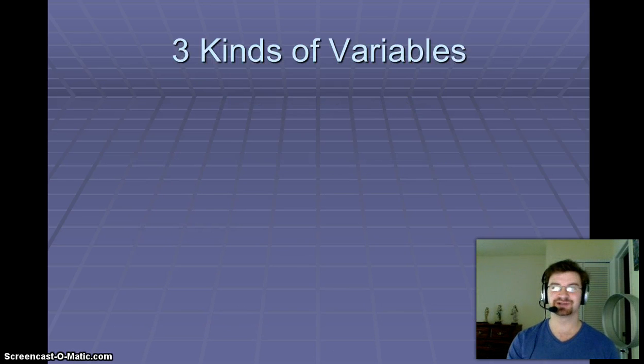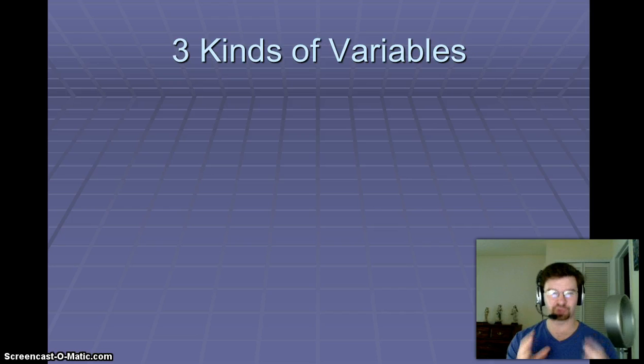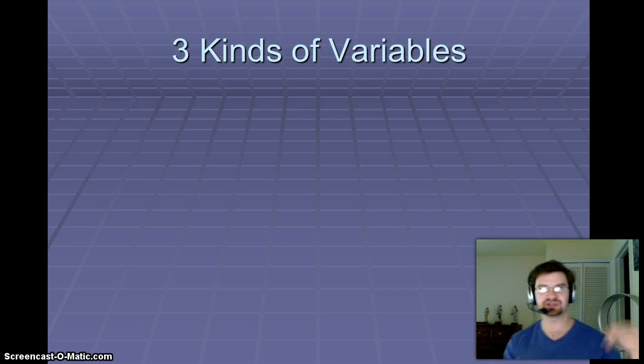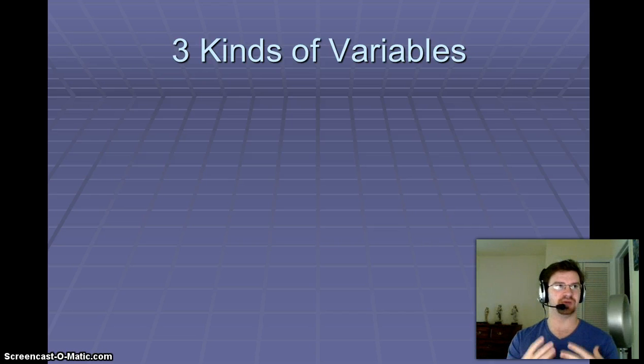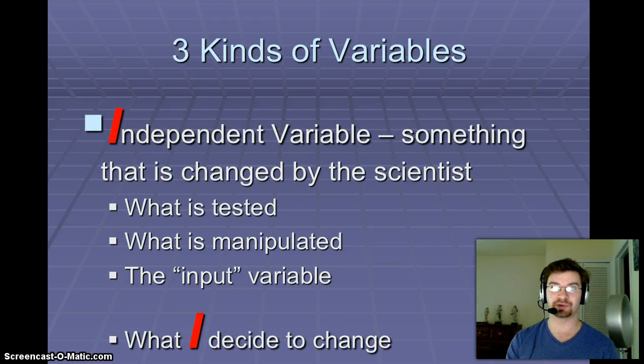The first thing we're going to talk about are the different types of variables that exist in an experiment. In order to have a really good experiment, we have to have variables that we change, variables that we measure, and ways to compare to see if we've had success. The first variable that we're going to talk about is the independent variable.